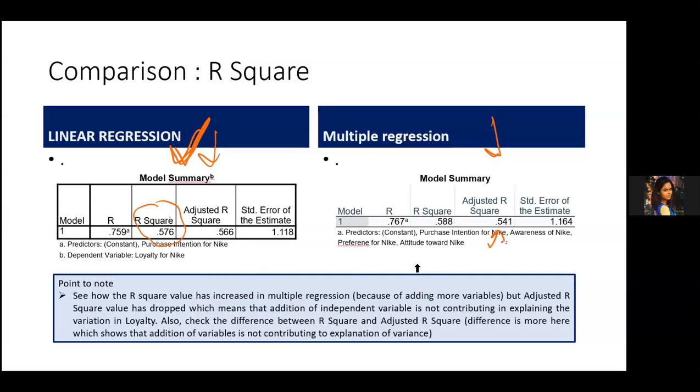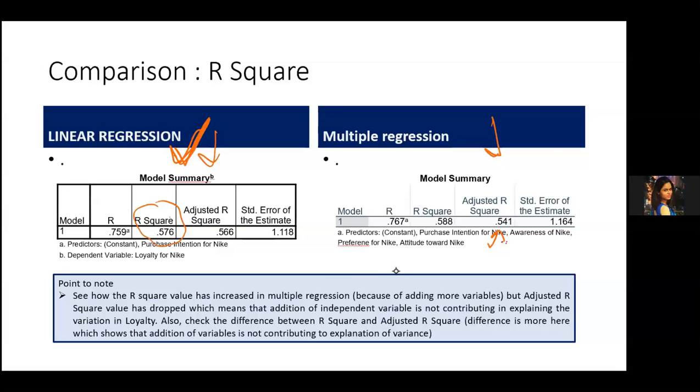क्योंकि मैंने और सारे variables add किए, but they were not significant. They were not improving my overall model. So my adjusted R square decreased in multiple regression.